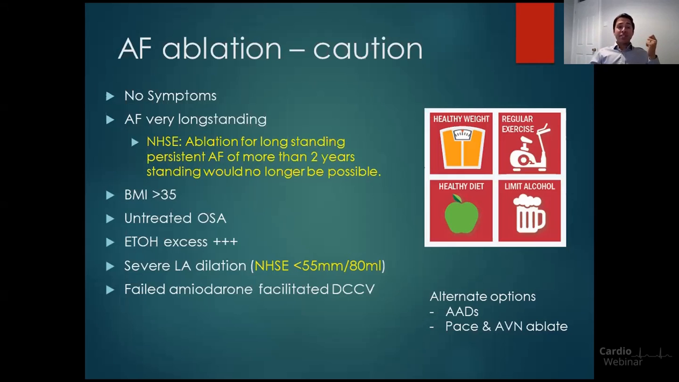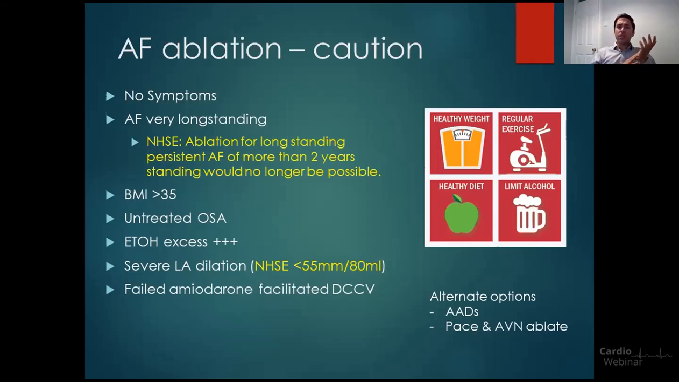When we've got very long-standing atrial fibrillation, we need to be cautious. Already NHS England have said that for those who've got long-standing persistent atrial fibrillation of more than 2 years, we will no longer be able to commission that through the NHS. If you've got a BMI greater than 35, untreated sleep apnea, alcohol excess, or when the left atrium is very dilated, and we normally quote around 55 millimeters or 80 millimeters. Again, NHS England have said that if you have that sort of parameter, they will not commission it.